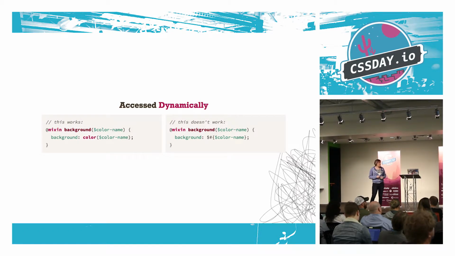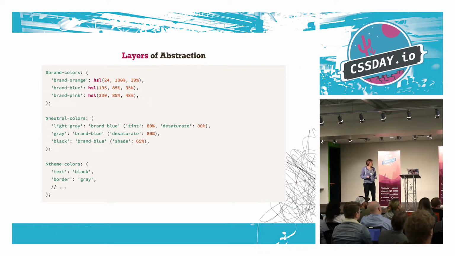They can be accessed dynamically. With a variable, you can't pass it like, okay, I've got a different name, let's call that variable. You can't do that, at least not in Sass. You can in Lexite. But you can do that with a function. You can call a function of any name. You get layers of abstraction.